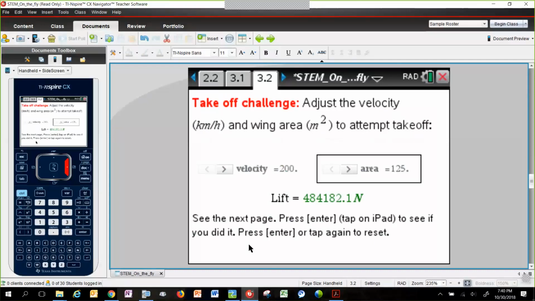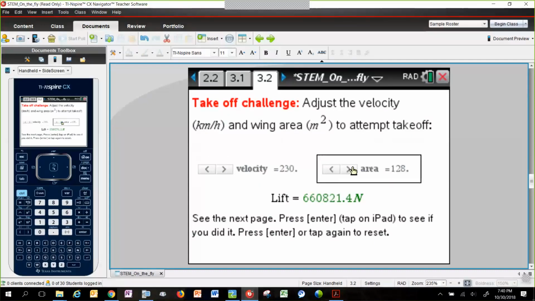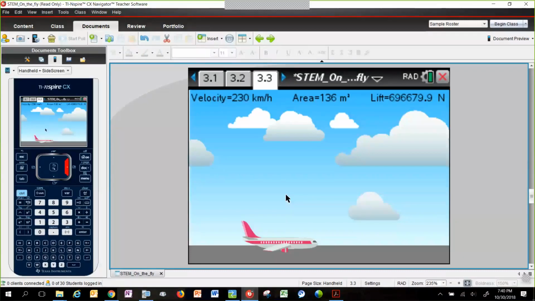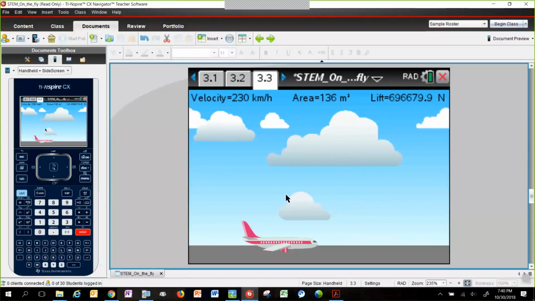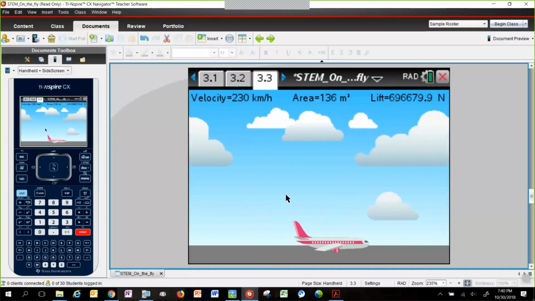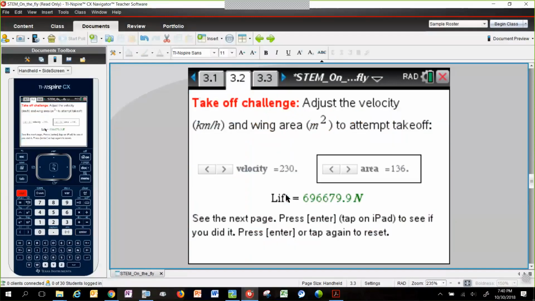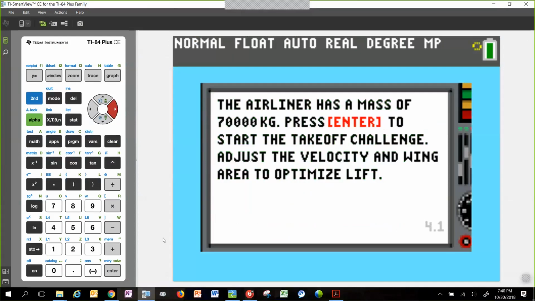And then students have a couple of variables they can play with. And so I'll give you a quick demonstration of messing with velocity and surface area to try to optimize the lift. Of course, the graphics look a little bit better on the Nspire. So I'll do one version of it here on the Nspire, and you can see how I didn't get the lift high enough because I wasn't above the 700,000 newtons. So I might go back in and retry that. But I want to show you what it looks like on the 84 here.